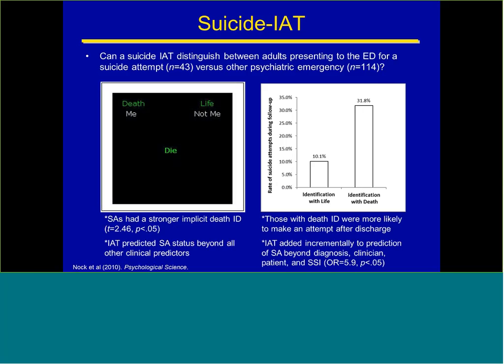clinician prediction. We asked everybody's clinician, what's the likelihood this person's going to make a suicide attempt? Clinicians, unfortunately, are no better than chance at making those predictions. Better than patients' own predictions, and better than scores on the scale for suicide ideation. So this behavioral test improved prediction.